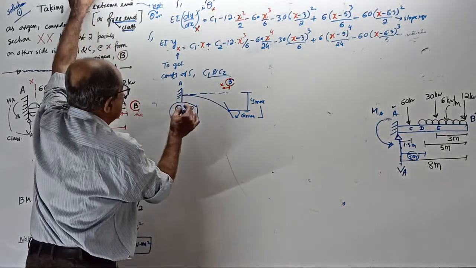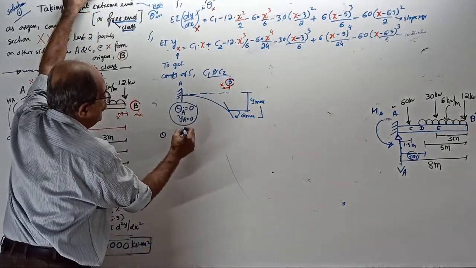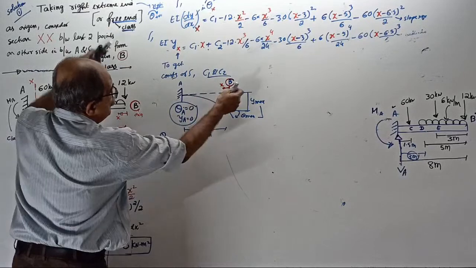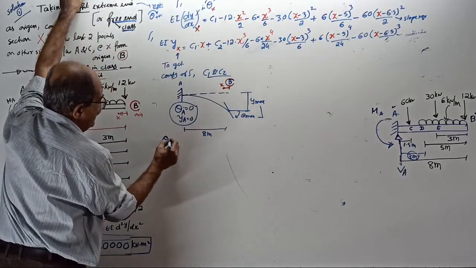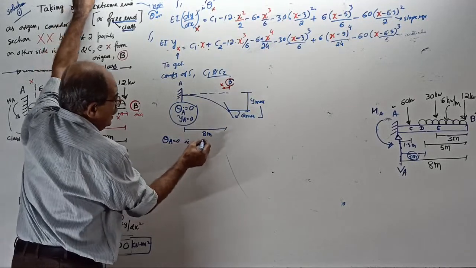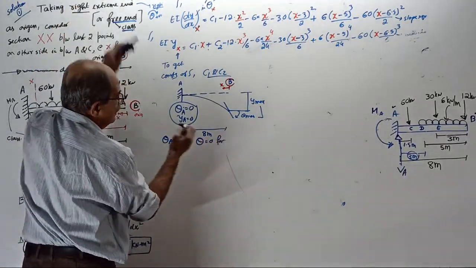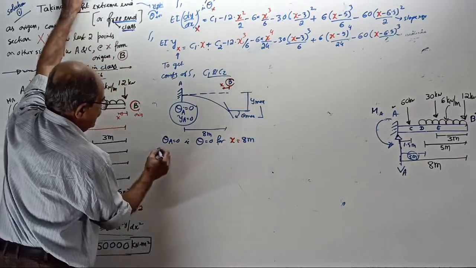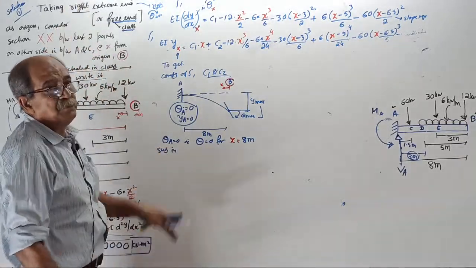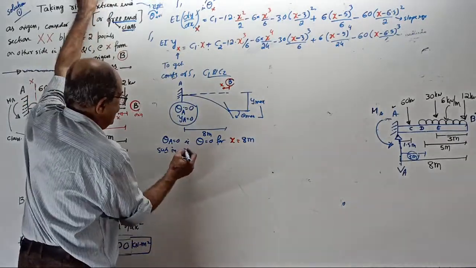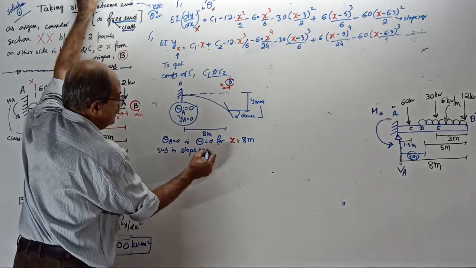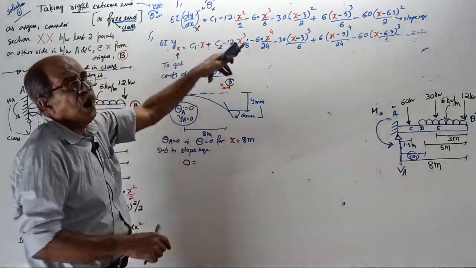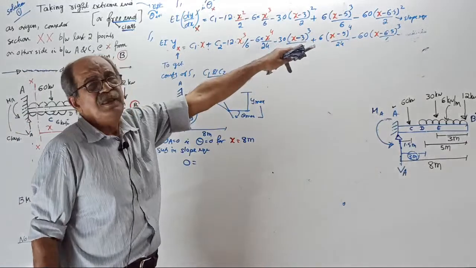Over. Start. Condition number 1. Remember, the full length is 8 meter. Our x is this way. Your condition is theta A equal to 0, that is, your theta becomes 0 for x equal to 8 meter. Substitute in which equation? It is a slope condition, so substitute in the slope equation. Since x is 8 meter, all terms will come, because every term is positive.